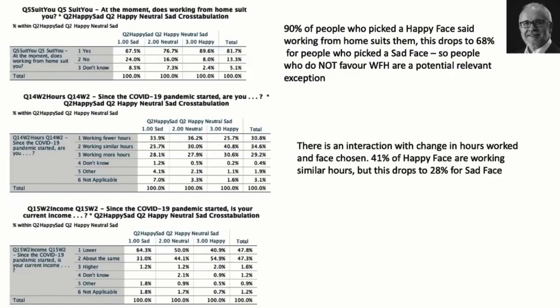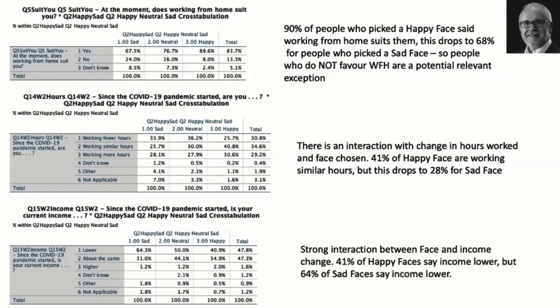Similarly, we see an interaction with changing hours worked and the face chosen. 41% of the happy face people said they're working similar hours, but only 28% of the sad face people said they're working similar hours. I make a note of it, it's something I need to explore. And there's an interaction between face and income. 41% of the happy faces say their income is lower, but 64% of sad faces say their income is lower.